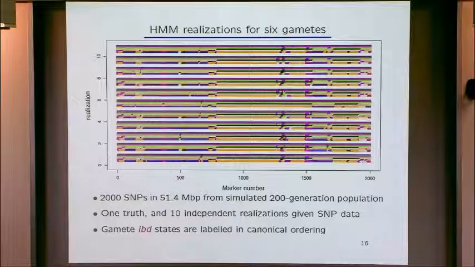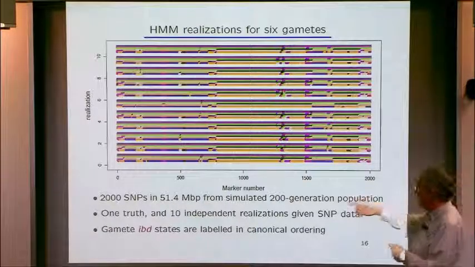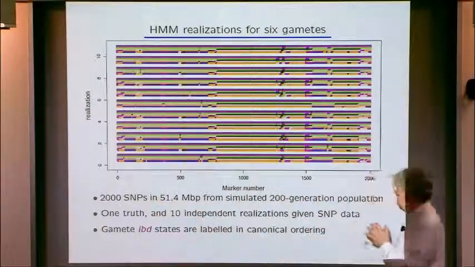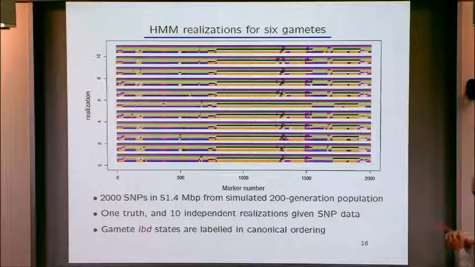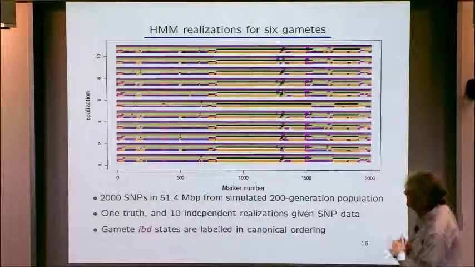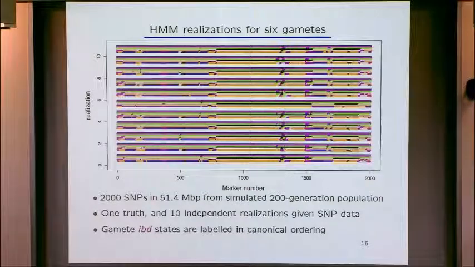Shall I show the next one? Actually, yes, I'll show it. This is a very simple little example where we did our HMM, and now we're doing realizations out of a simulated population. This is just a small block of 2,000 SNPs over 50 million base pairs. This is the truth, and the other 10, five on either side, are realizations from the posterior.